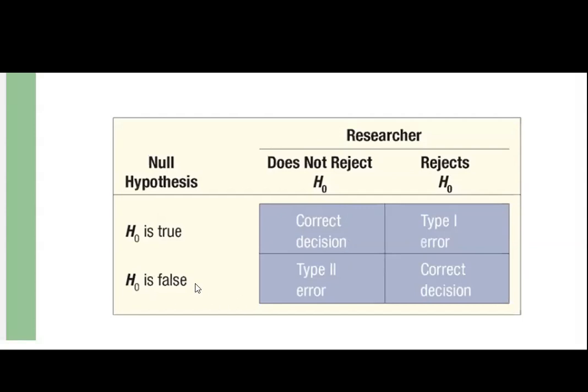Now, the opposite of that is, let's say H0 is false. That means H0 is not true, right? And let's say we do not reject it. We're supposed to reject something that is not correct, right? So if we do not reject it, that is called type 2 error. So type 1 error and type 2 error. These are important to remember that these errors exist.